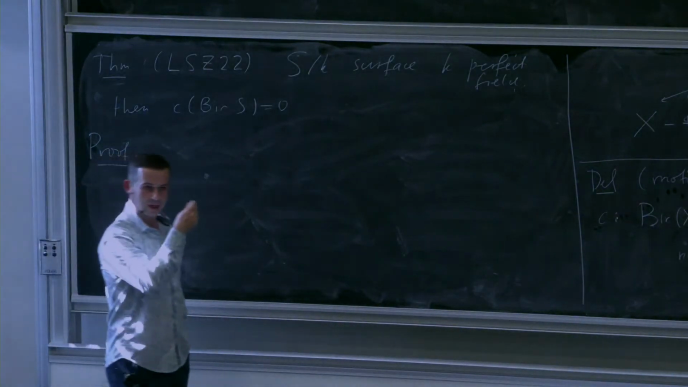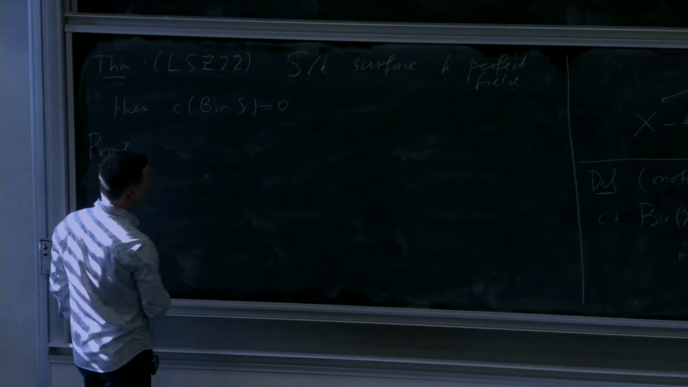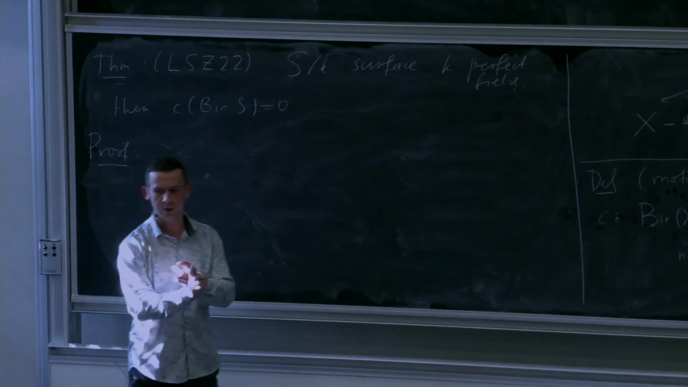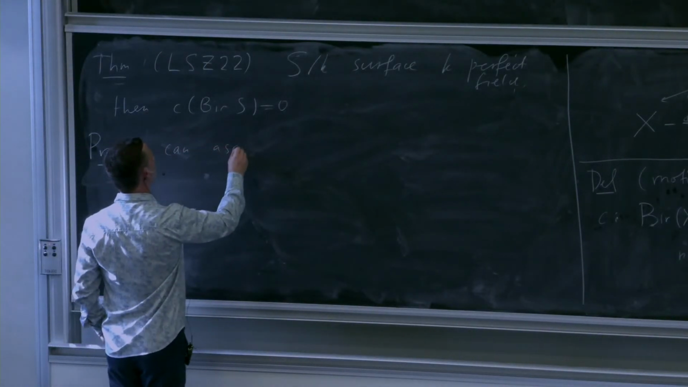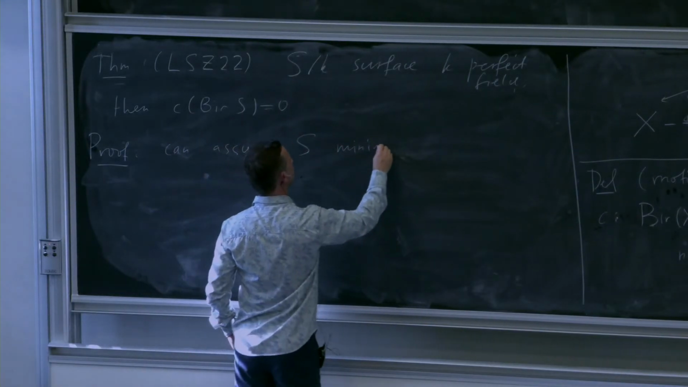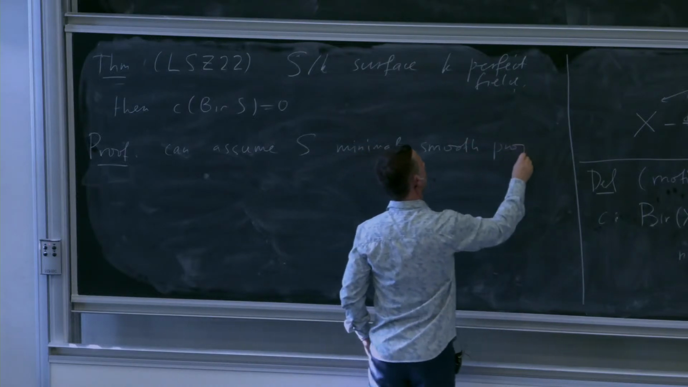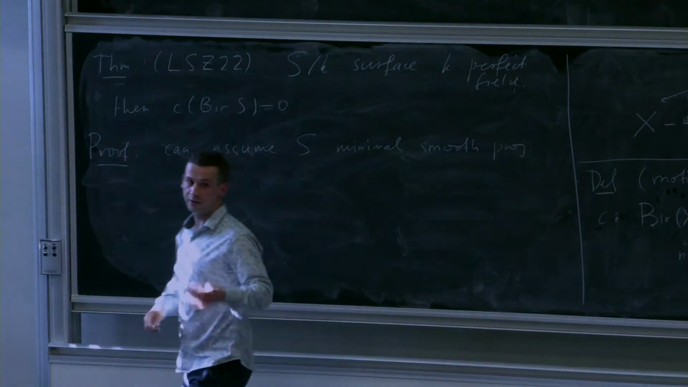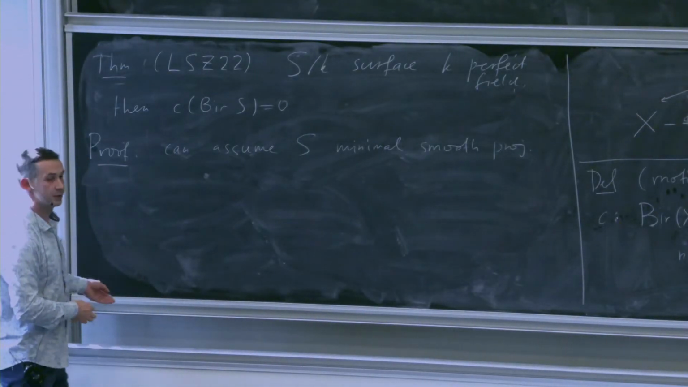Okay, so as I say, it uses MMP and Sarkisov links and goes in the following way. You first of all can assume that your surface is minimal and smooth. That's a minimal, smooth projective surface. There are 4 disjoint types of minimal surfaces.